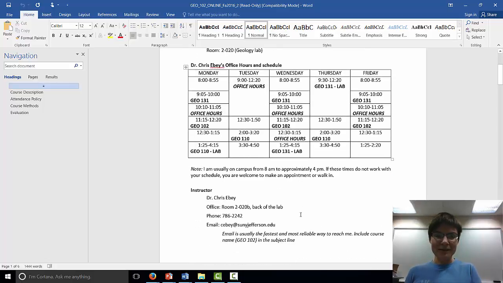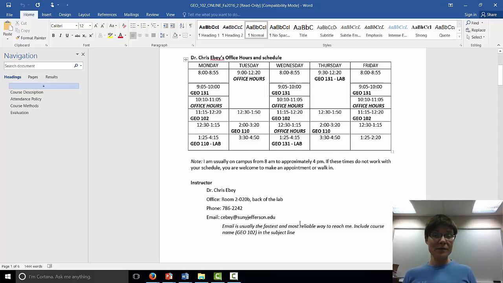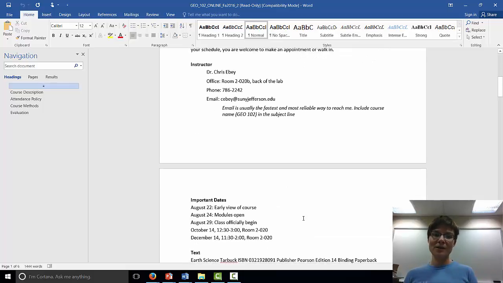So this gives you my information, my room number, my phone. It's 315 area code. That's my office phone. Email is always the best way to reach me. I get email on my phone. So just make sure that when you email me, that you include GO 102 in the subject line so I know who I'm talking to. If you ask me, when is the test? Well, it helps if I know what class I'm talking to.